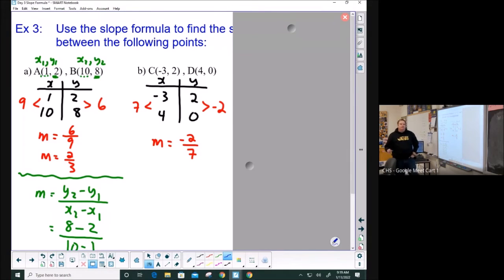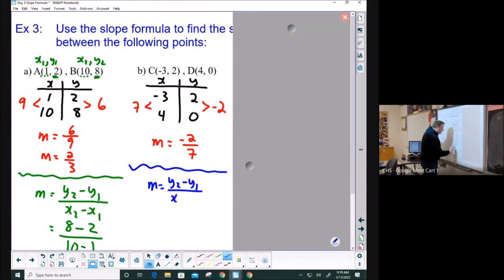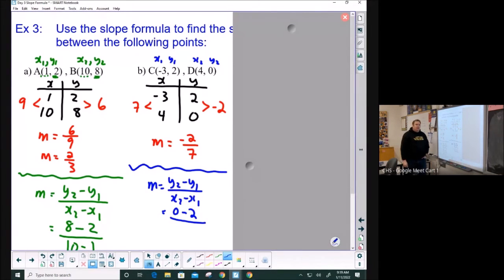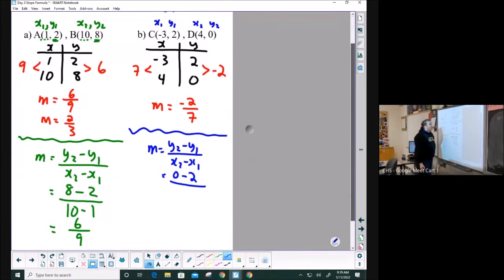I'm going to do the slope formula here to see if it helps with some of these more difficult ones. I'll let you decide if you want to do it. So the slope formula says y2 minus y1 over x2 minus x1. So again, if I plug in my points, this is x1, y1, this is x2, y2. I look at the y-coordinates first, because that's the delta y. It goes 0 minus 2. And then the bottom is 4 minus minus 3, as we're taking 4 and subtracting negative 3.